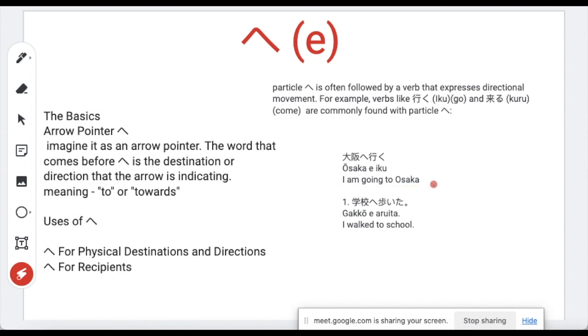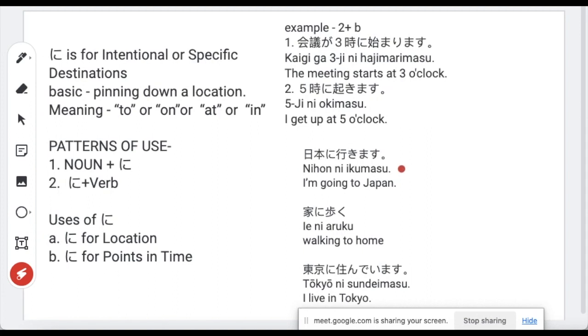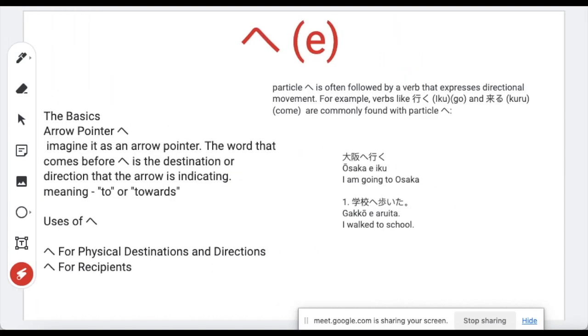Osaka e iku. This one is same as this one. Nihon ni ikimasu. I will explain this also. What exactly is the correct use, with this example in the further slide.